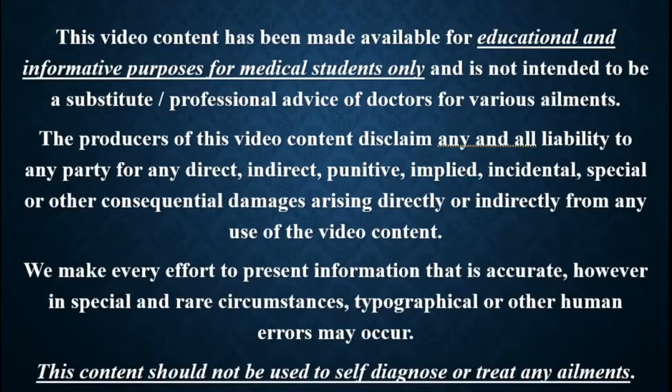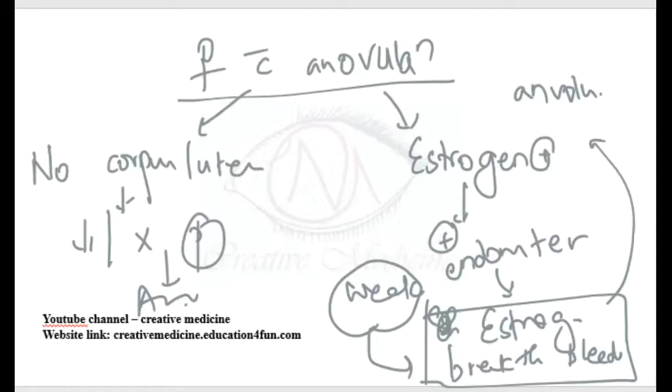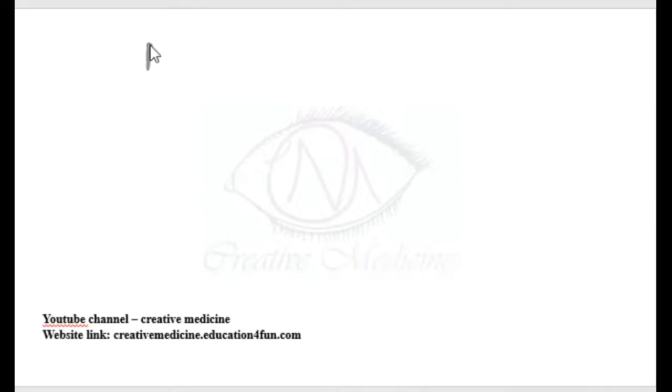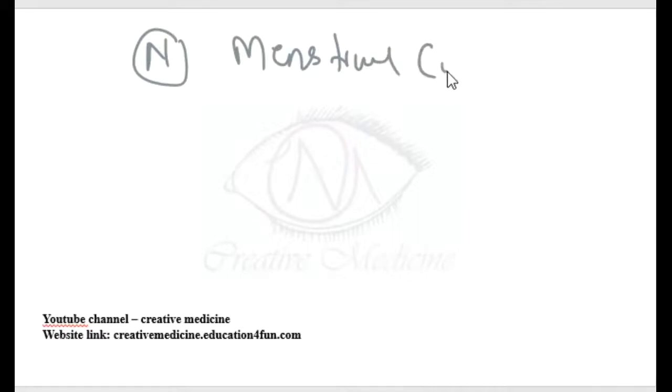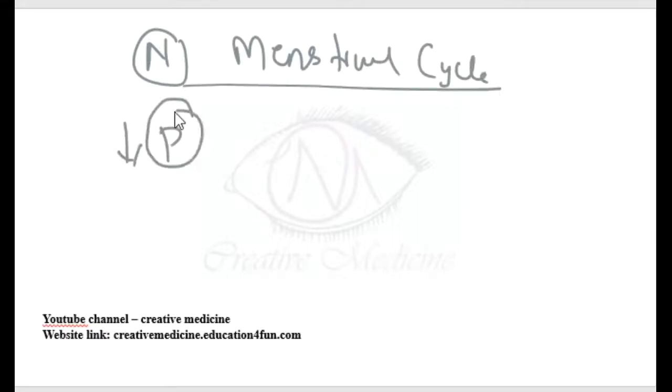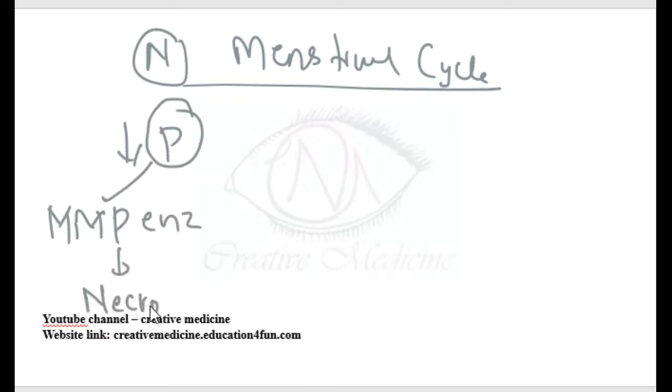In this lecture, we will learn about the normal menstrual cycle. In the normal menstrual cycle, there is a sudden decrease in progesterone levels. Because of this sudden decrease in progesterone levels, there is release of matrix metalloproteinase enzymes, thus causing ischemic necrosis of the endometrium, leading to endometrial shedding.